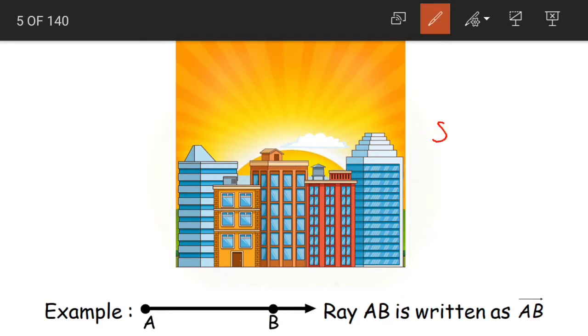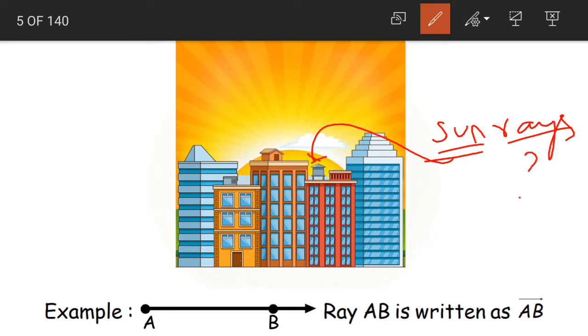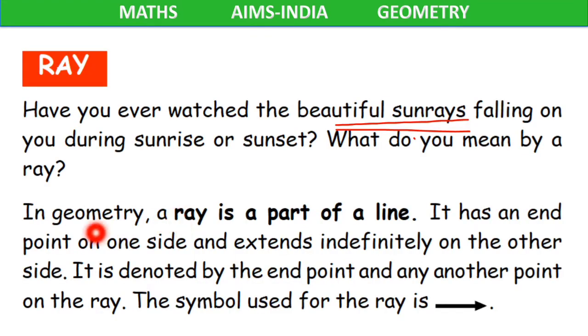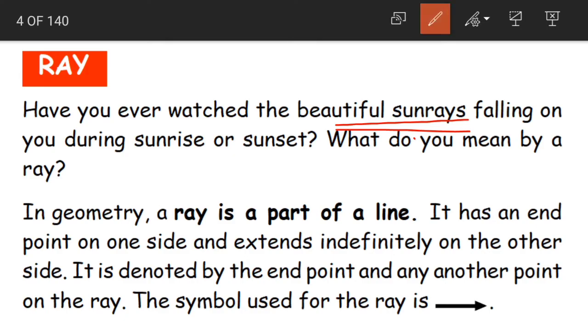We know sun rays. We know what a sun is. Yes, this is the sun here. Now what about this thing? What is this ray? Ray is also used in geometry. A ray is a part of a line. It has an endpoint on one side and extends indefinitely on the other side. It is denoted by the endpoint and any other point on the ray. The symbol used for a ray is this arrow mark.